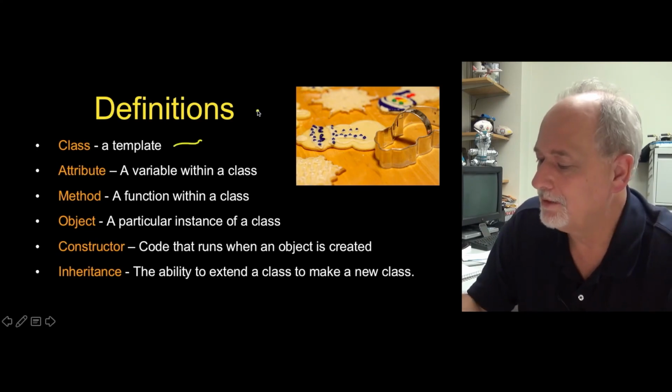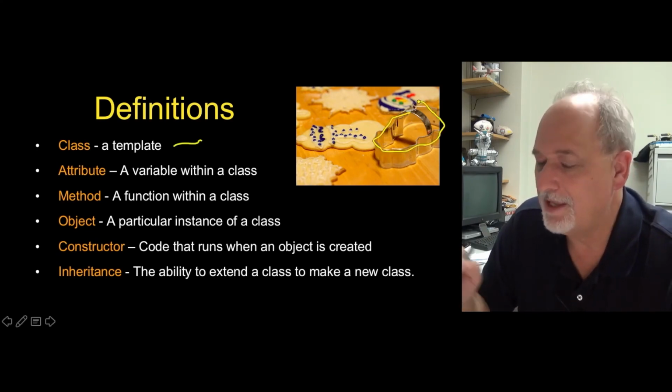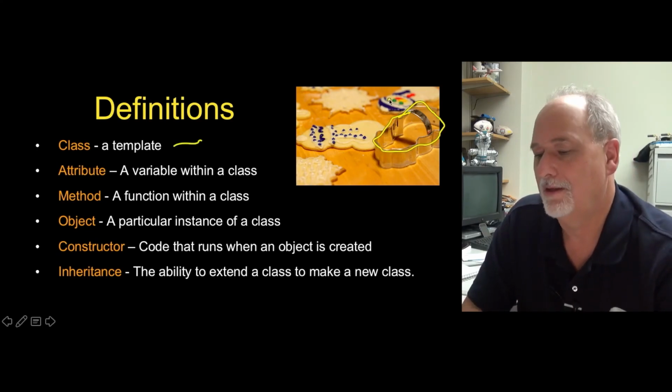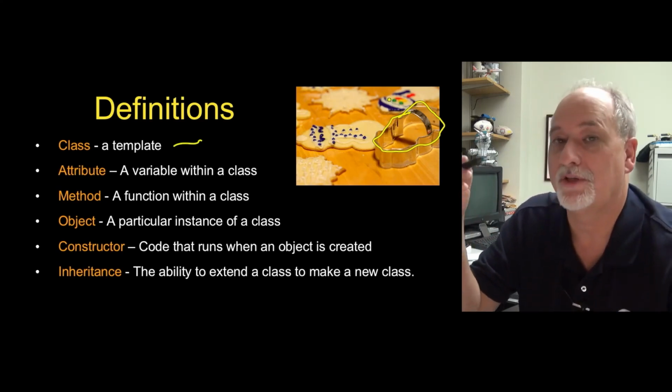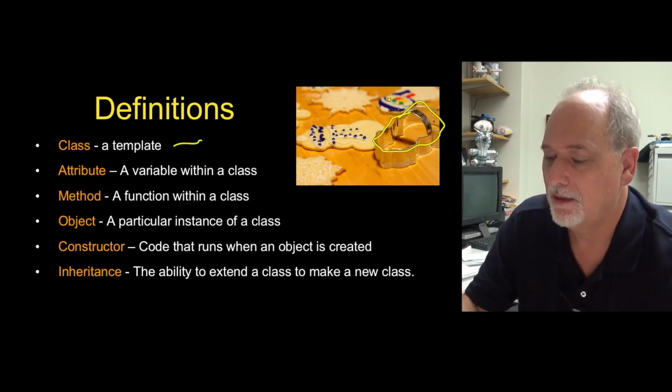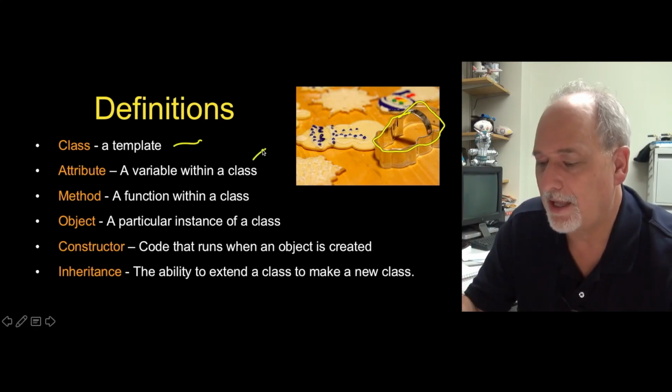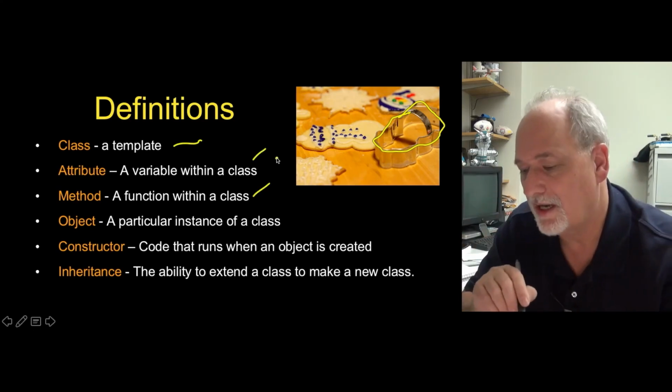Class is a template. It is not actually a thing. It is a shape of a thing. And we define it and say, when we make one of these things, it's going to have these variables in it, it's going to have these methods in it. Attributes are variables within a class. A method is a function that's inside of a class.